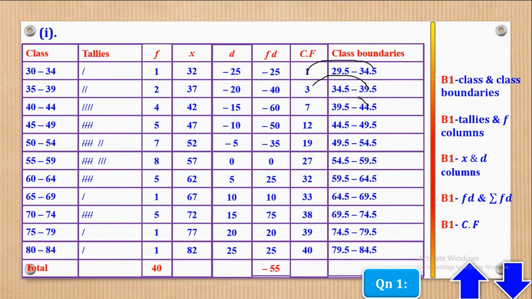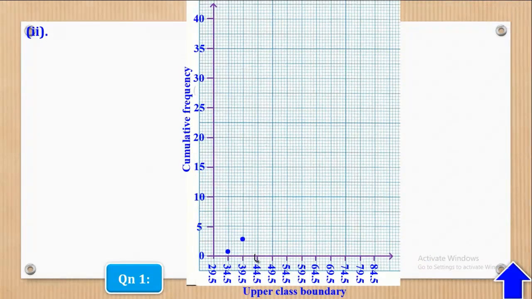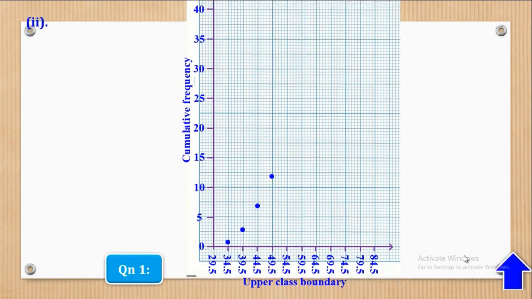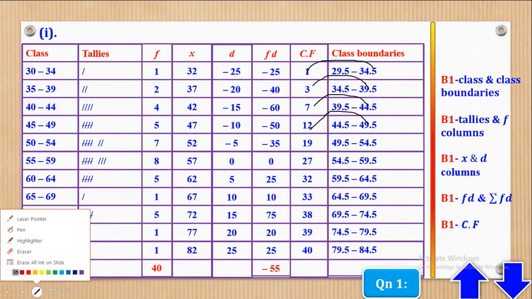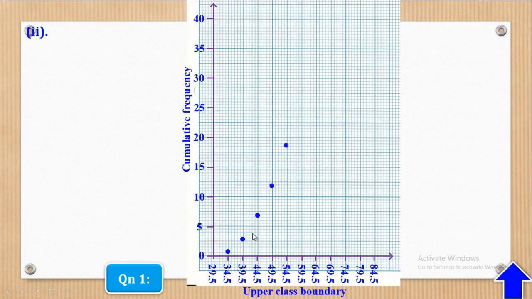The next value, 44.5, will correspond to 7, and 49.5 will correspond to 12. So we come here, then 44.5 will correspond to that, and also 49.5 will correspond to that, 12. So next is 54.5 corresponding to 19, and 59.5 corresponding to 27. So 54.5 will correspond to that, and 59.5 will correspond to 27.